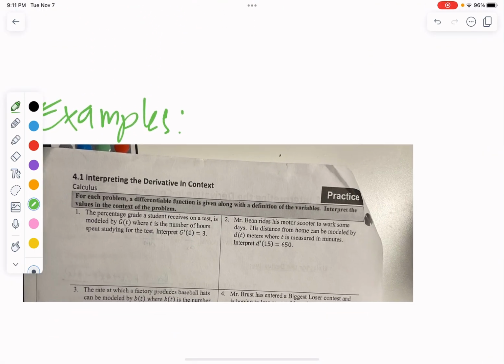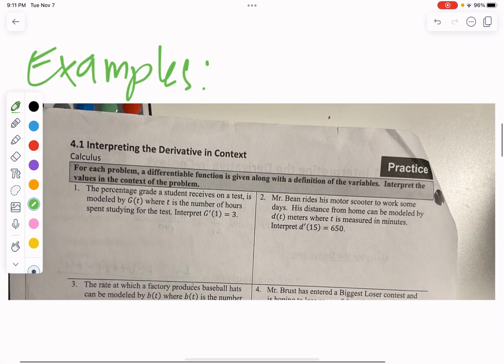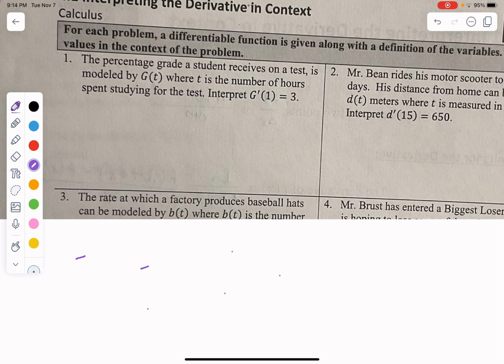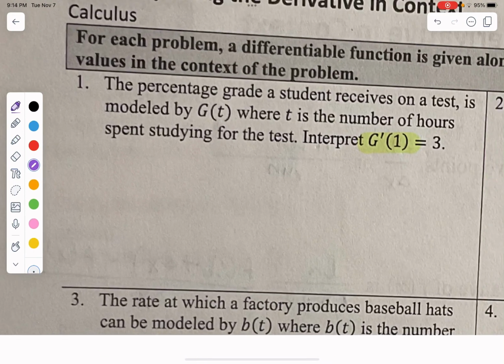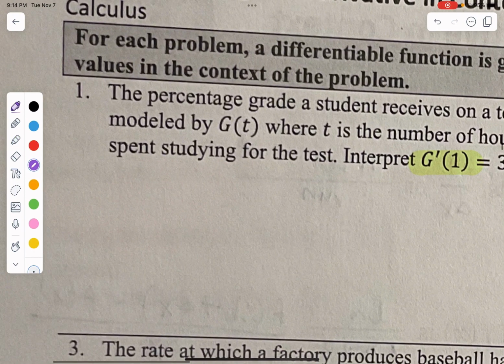So here is where this comes into play. I have these two practice problems. The percentage grade a student receives on a test is modeled by G of t, where t is the number of hours spent studying for the test. Interpret G prime of 1 equals 3. Remember, G prime is just the derivative, so it's the derivative at 1 equals 3. And we're going to physically write this out.